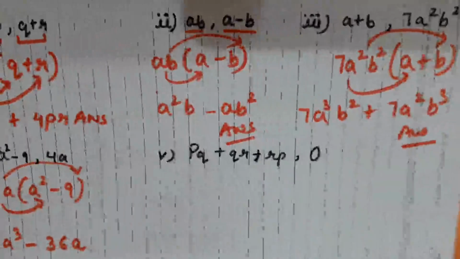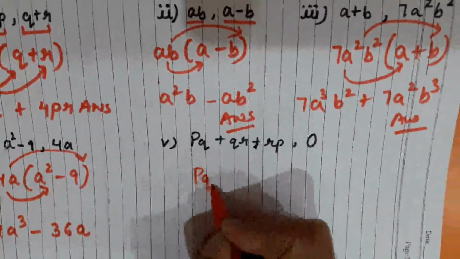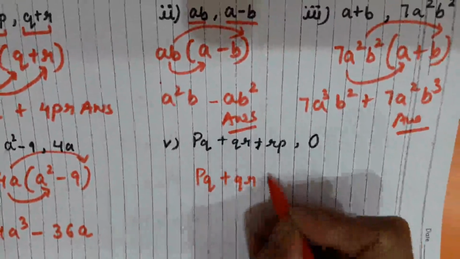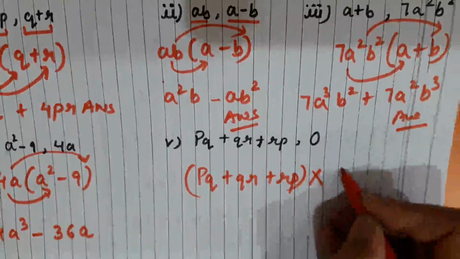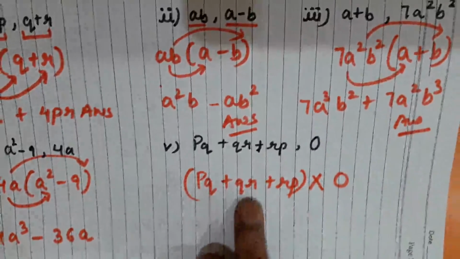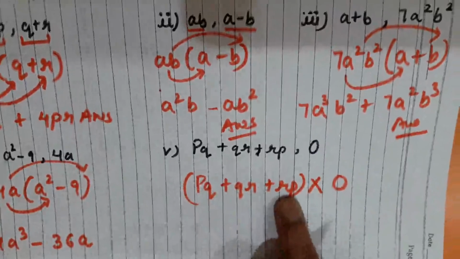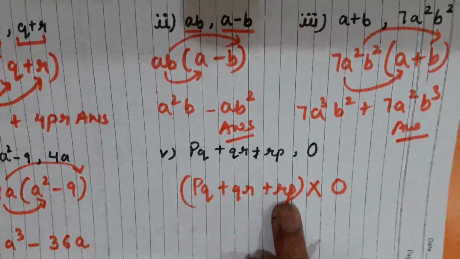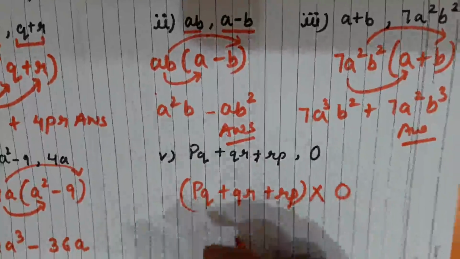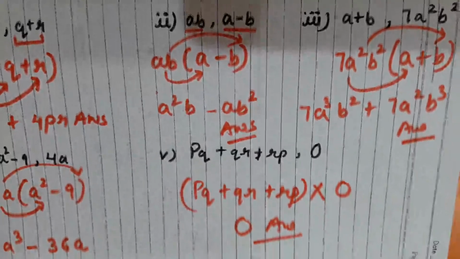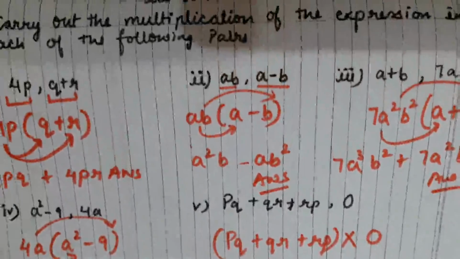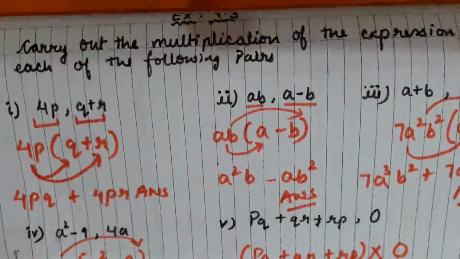Okay, next is 4PQ plus QR plus RP. The whole expression is going to multiply with 0. This is a trinomial, 1, 2, 3 terms are there. So anything which is going to multiply with 0, you will get 0. Okay, I hope all the questions are clear to you.